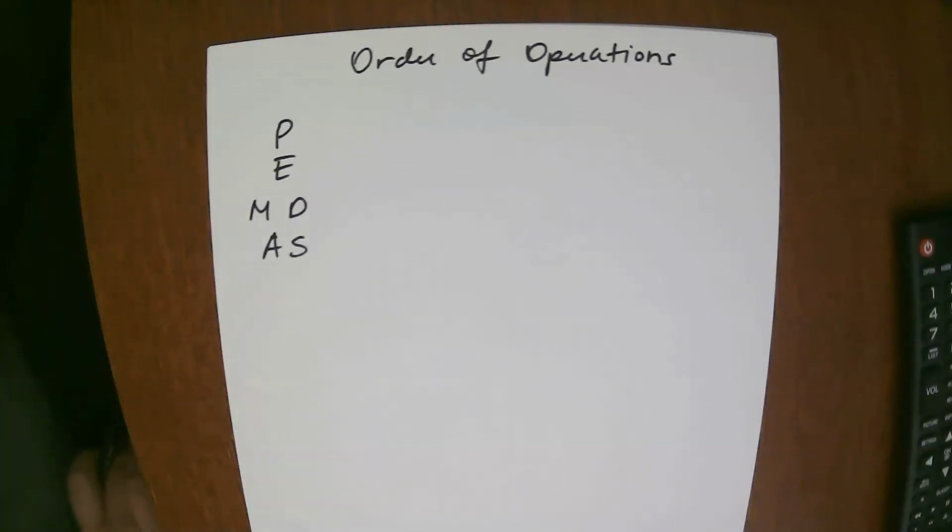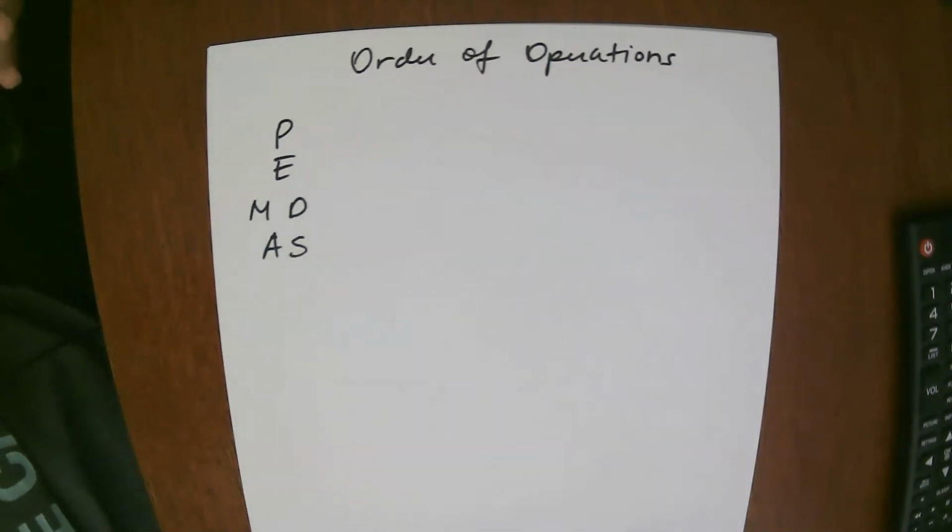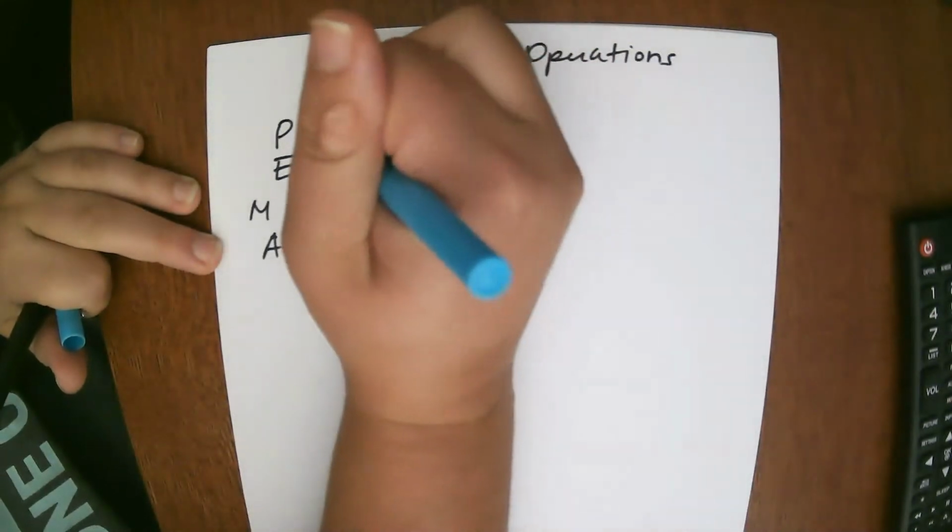Hey guys, so today we're going to talk about order of operations with decimals. Hopefully you watched the other video I posted in modules that discussed the basics of order of operations. The first thing that we tackle with order of operations is parentheses.